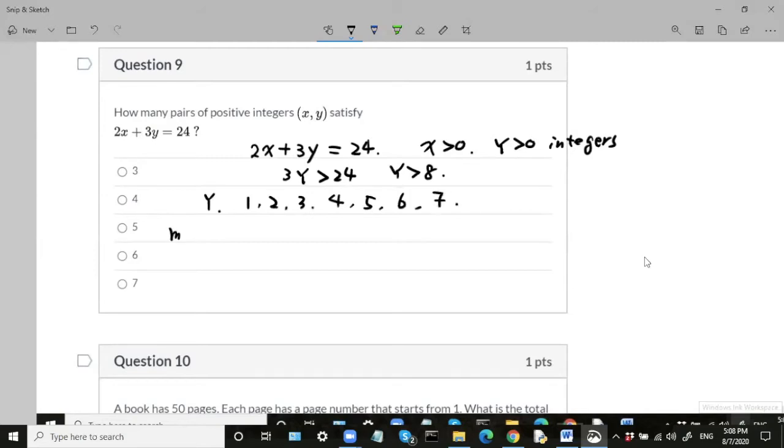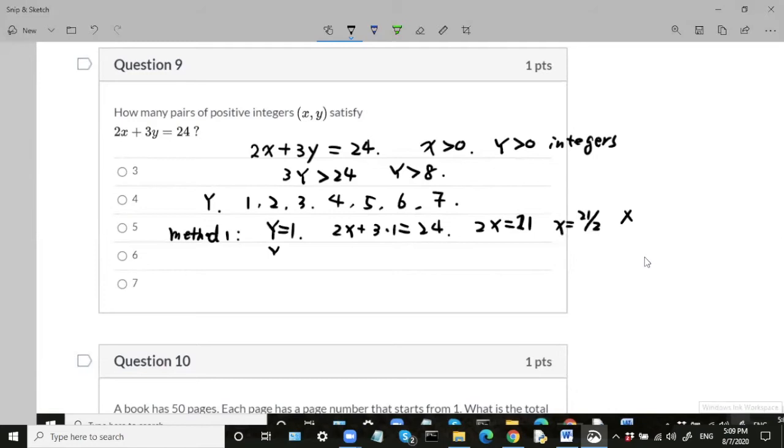So method 1, let's just plug in these y values and calculate for x, to see if we can get x as an integer greater than 0. Okay, so y equals 1. So 2x plus 3 times 1 equals 24. So 2x equals 21. Then x equals 21 over 2. That's not an integer, so it doesn't work.